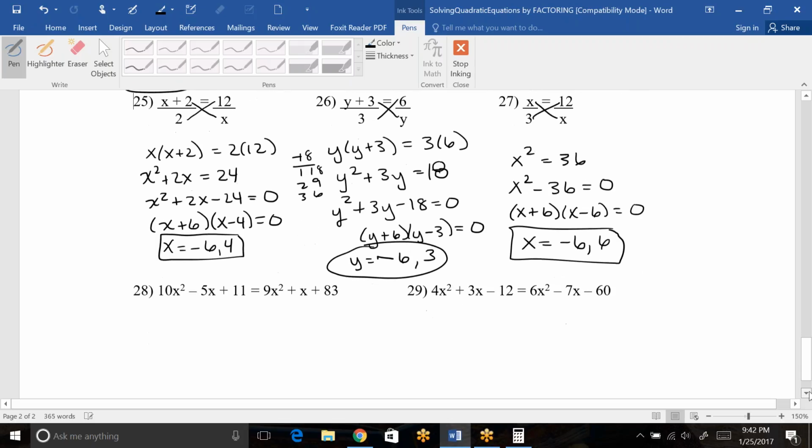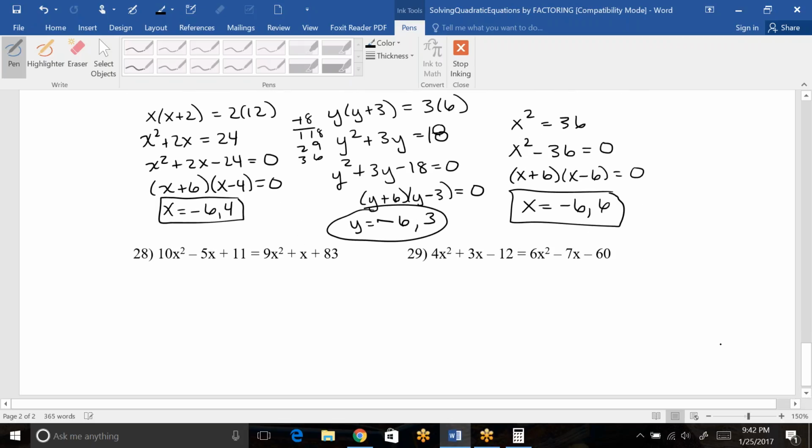Which leads us to the last two, which aren't really any more difficult than any of the ones we've done. The problem is they've got a lot of terms and they just confuse students. You need to move everything to one side, so I'm going to move everything to the left in this case. So I'm going to subtract 9x squared over, lining up my like terms. I'm going to move this by subtracting x. I'm going to move this by subtracting 83. So that's going to leave me nothing but a 0 on the right side.